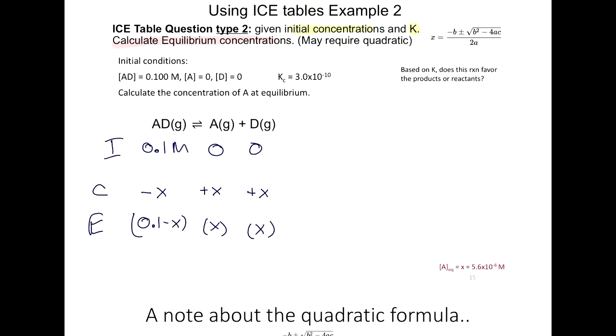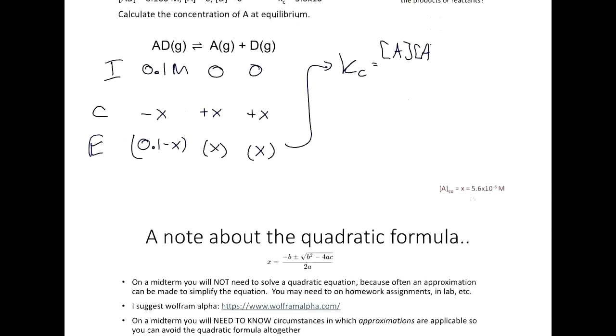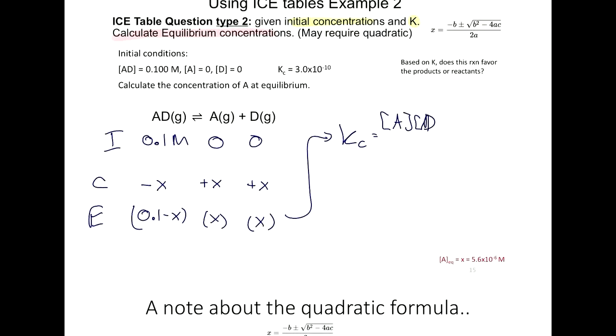All right, so what do we do with ICE tables? We take the E line and we shove it into K. That's what you do. But right now, everything in that E line is in terms of X. So let's write our K expression. K is equal to A concentration, D concentration, over my reactant AD concentration. I told you that this is 3 times 10 to the negative 10. It's a really tiny number, really small.